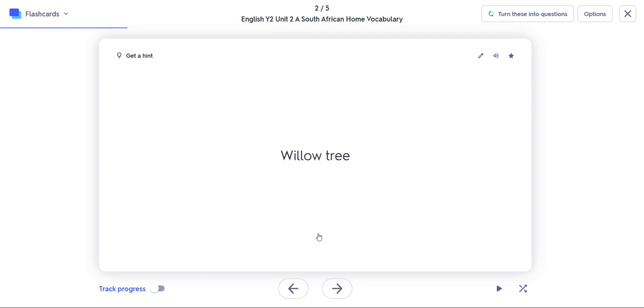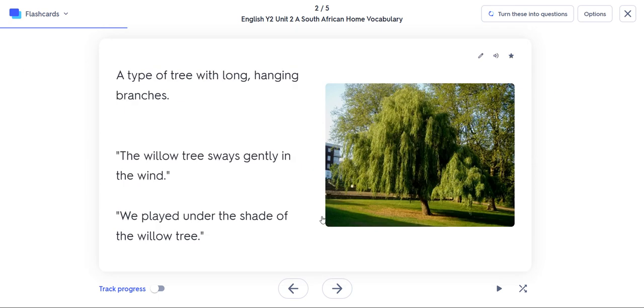Willow tree. Say with me. Willow tree. Oh, that's amazing. Look at this. This is a willow tree, a type of tree with long hanging branches. It's really amazing. I like it. The willow tree sways gently in the wind. We played under the shade of the willow tree.